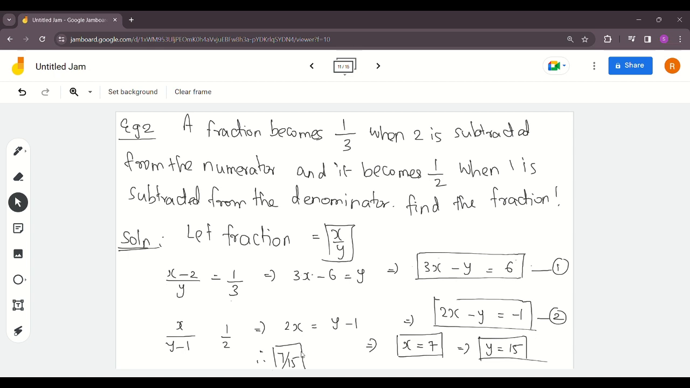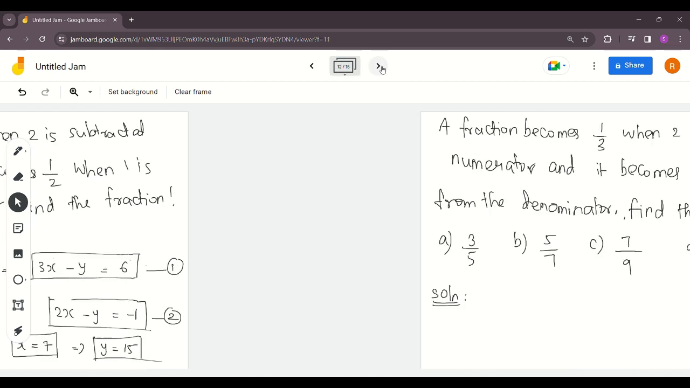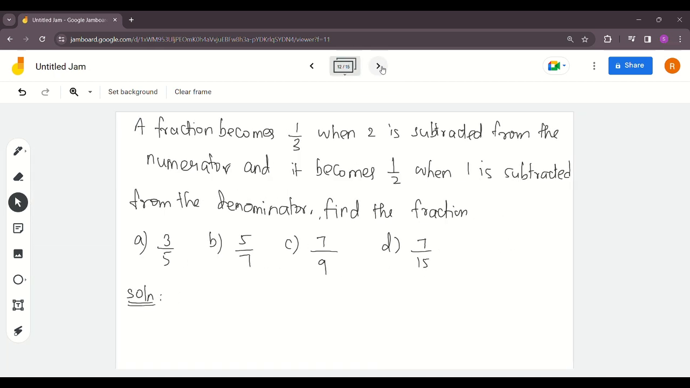Of course, if this question is being asked for 3 marks or 4 marks, you have to do only in this method. But if the same question is being asked in an MCQ type, then you have got a very beautiful way of solving it to save a lot of time. I have written the same question here.